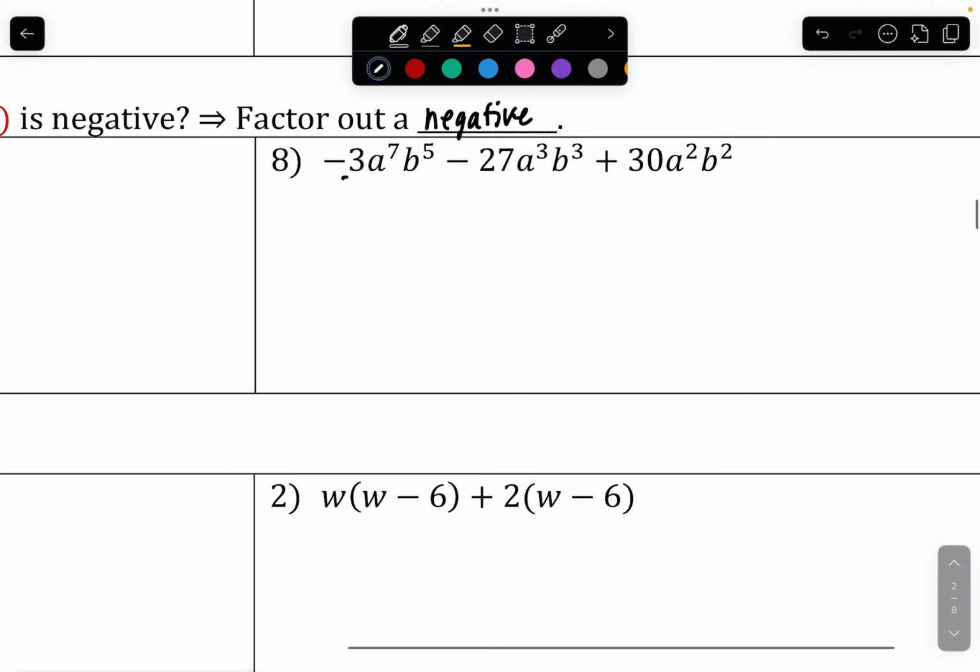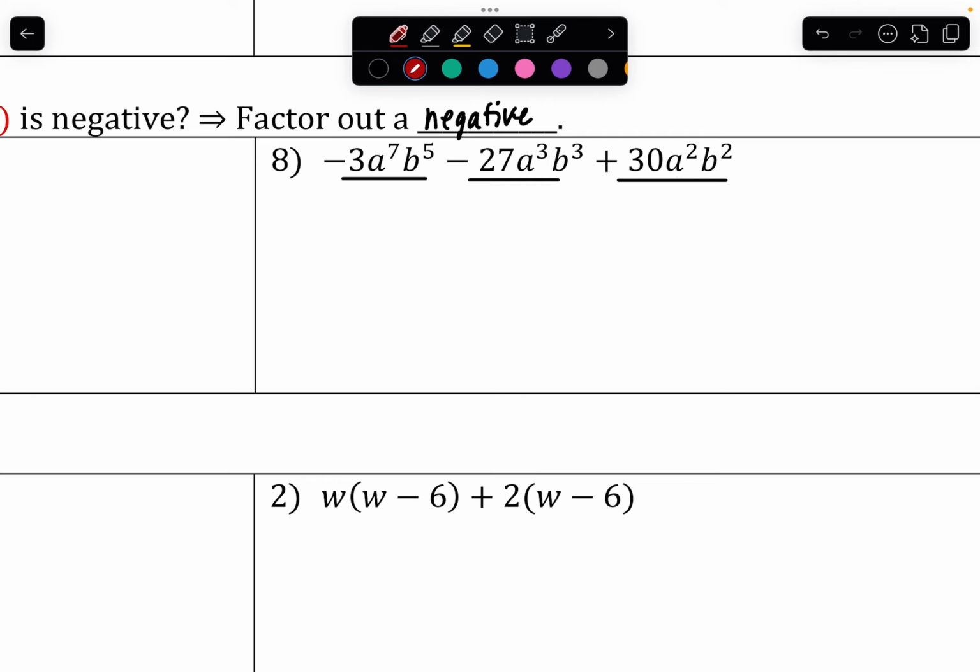Okay, looking at this next example with 2 variables. I see a negative out front, so my GCF is automatically negative. Looking at my coefficients, I've got 3, 27, and 30. 3 is the smallest, and it does divide the rest. Looking at the a's, we've got a^7, a^3, a^2. a^2 is the most we can do. And then lastly, looking at the b's, we have b^5, b^3, and b^2. And so b^2 is the most we can do for the b's.